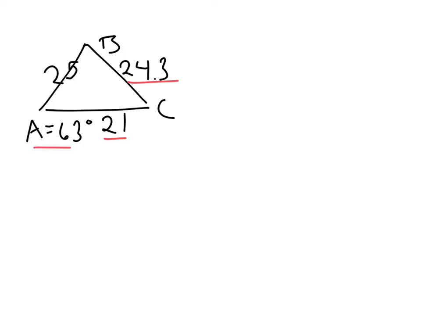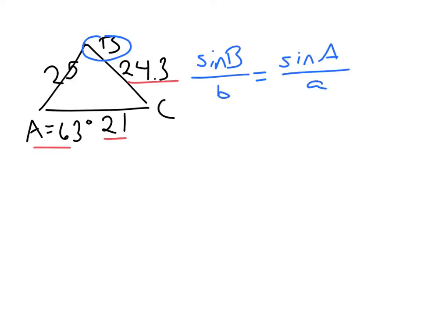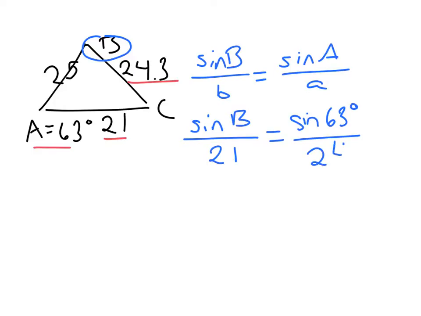You can put the sine of A and sine of B either in the numerator or the denominator, whatever's more convenient. If we're solving for the angle, then I would put the angle in the numerator. So I would write it as sine of B over side B equals sine of A over side A. And so plugging in what we know, we don't know angle B, that's what we're looking for. We know that side B is 21 feet. We know that A is 63 degrees. And we know now that side A is 24.3 feet.